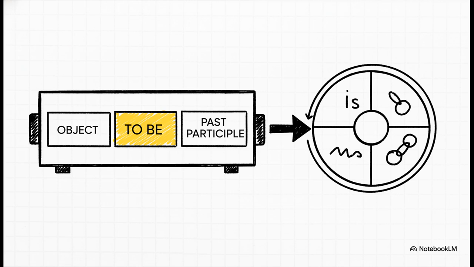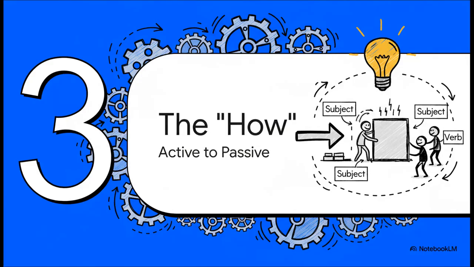The only piece that ever really changes is that verb, to be. It can be is or are in the present, was or were in the past, or even has been for more complex tenses. But that core structure never, ever changes. It's rock solid. All right, theory's great, but let's get our hands dirty.